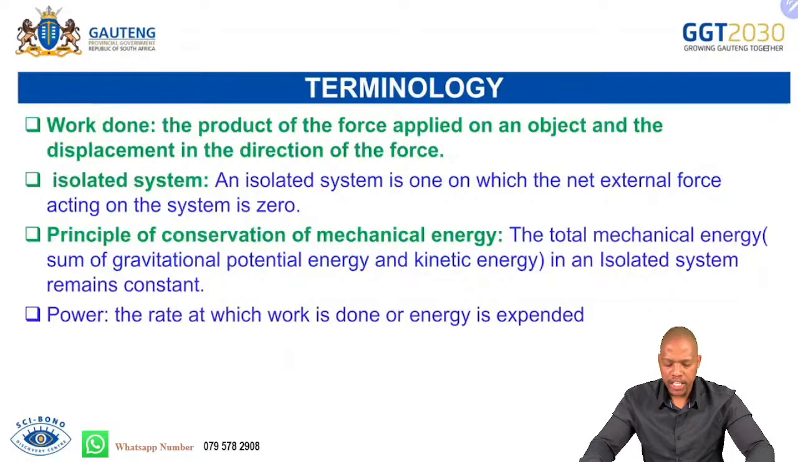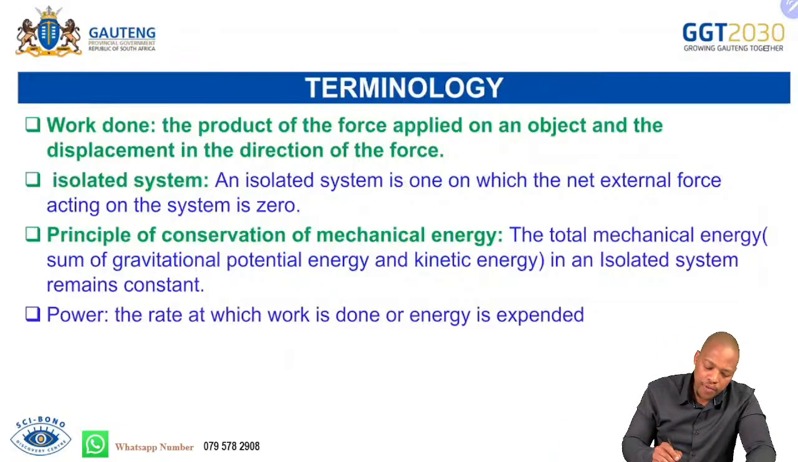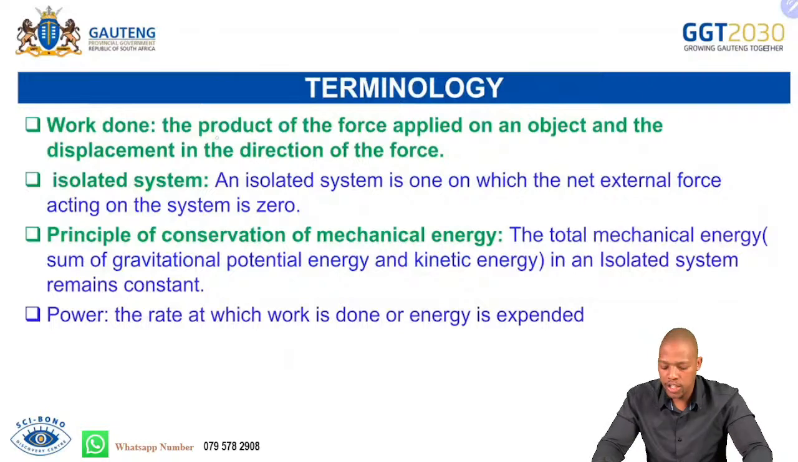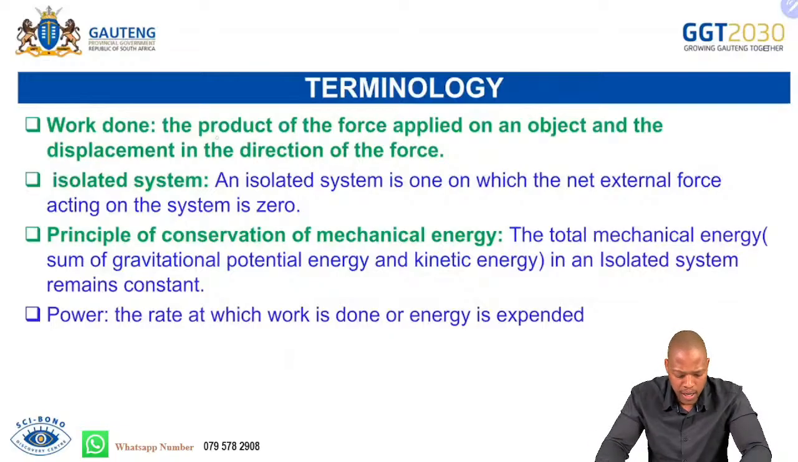Okay, so the terminology, grade 10, 12, that you would need to familiarize yourself with when it comes to this topic there is the definitions. Just know the definitions mostly. Be able to define the term work done, and it is defined as the product of the force applied on an object and the displacement in the direction of the force. We'll get into more details as to what exactly it is or what it means then.